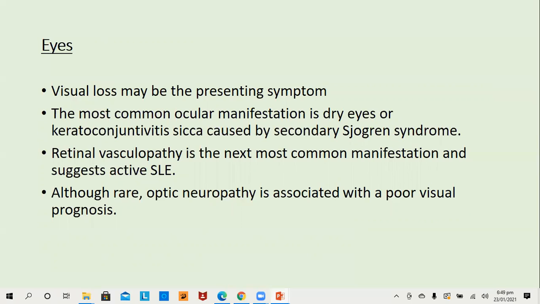Eyes. Visual loss may be a presenting symptom. The most common ocular manifestation is dry eyes, keratoconjunctivitis sicca caused by secondary Sjogren's syndrome. You see these different collagen vascular diseases or autoimmune diseases, they have an overlap with each other. So even when dry eyes is not a feature of SLE, there can be overlap with Sjogren's syndrome, and the patient may manifest with dry eyes and keratoconjunctivitis sicca. Retinal vasculopathy is the next common manifestation. Optic neuropathy is associated with poor visual prognosis.